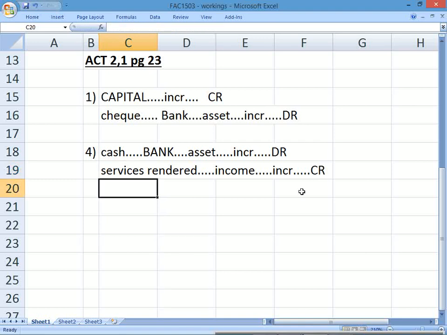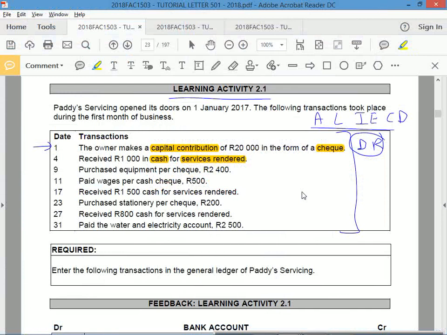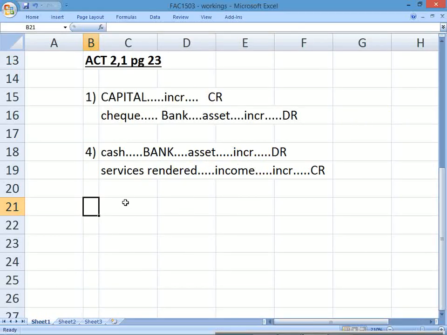Right, so just keep doing that with more practice, and it'll get easier and easier. I'm going to do one more, and then I'll finish it for you. I'll email you the rest of this one, and then you can check after having tried some of these yourselves. Purchased equipment per check. Those 2 words stand out for me: check and equipment. So number 9, the word equipment needs to be identified in terms of an element. Equipment is an asset because it's a resource. I go back to the definition: resource controlled, and so on. So I know this is an asset.